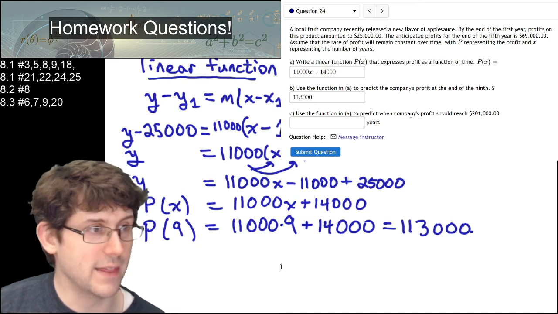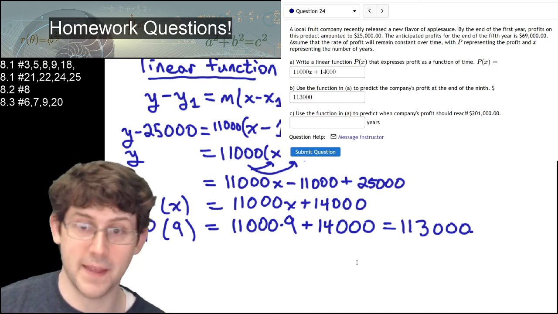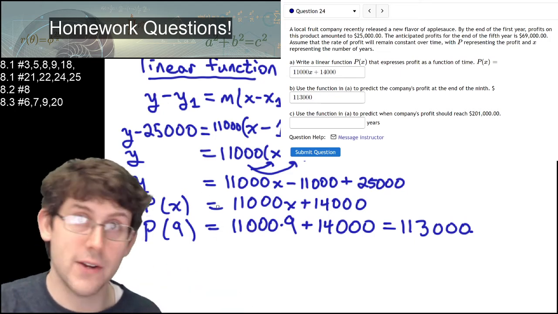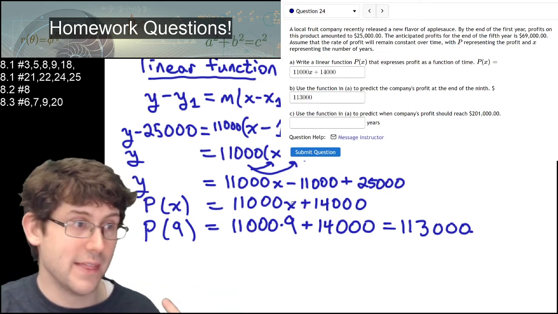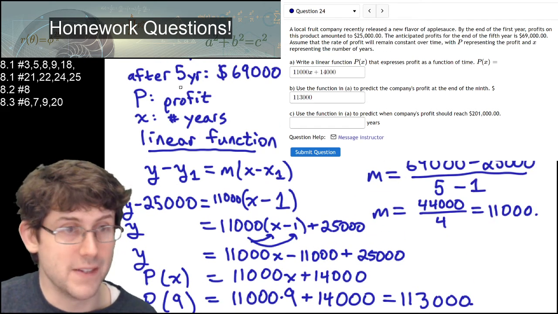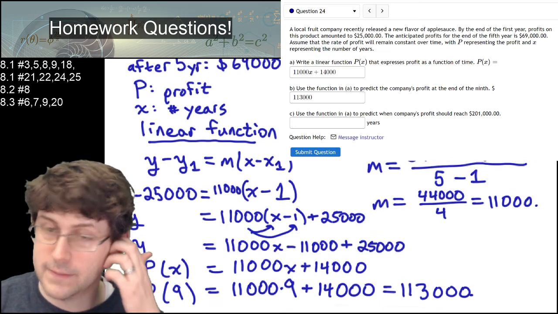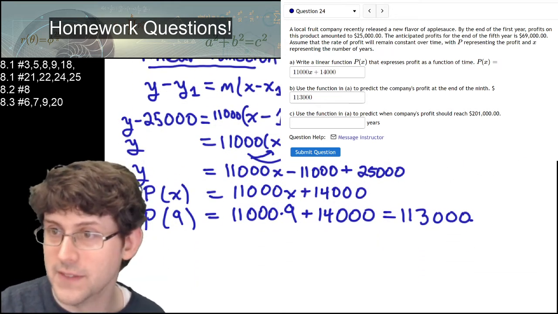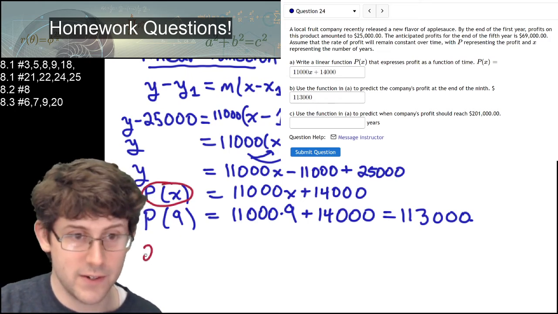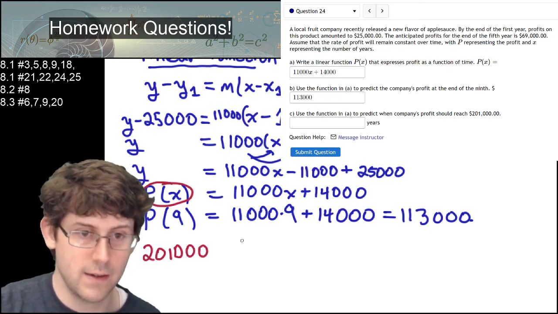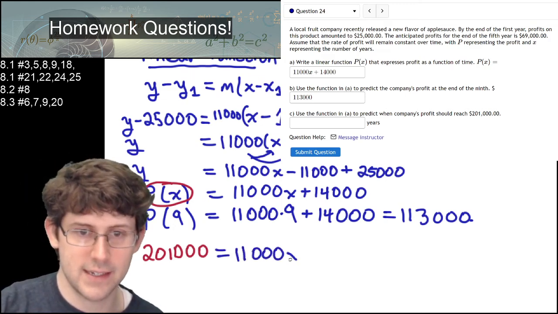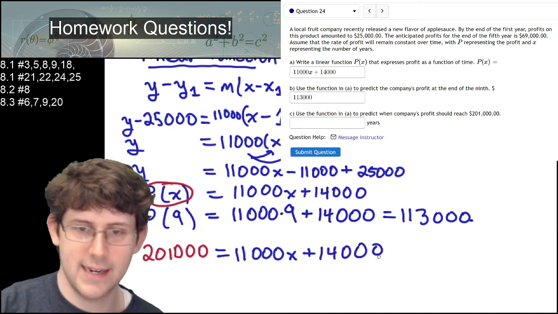Finally, it says, predict when the company's profit should be 201,000. Again, the issue is I have to figure out where to put the 201,000. But 201,000 is a profit amount, a number of dollars. So I'll put that in for the profit, P of X. So for part C, P of X is 201,000. This equals 11,000x plus 14,000. And I can solve for x.